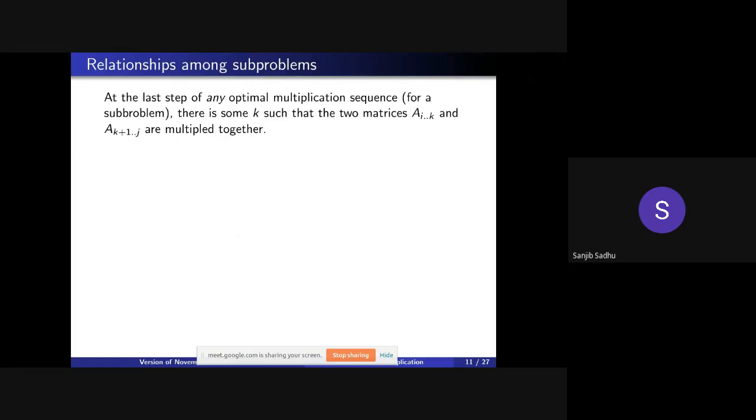So at the last step of any optimal sequence, or for a subproblem, there is some k such that the two matrix series, ai to ak and ak+1 to aj, are multiplied together. That means you have been given ai, ai+1, up to aj, and you are parenthesizing this. You compute this part first and this part first, and then multiply these two matrices. Say this is b, and this is c.